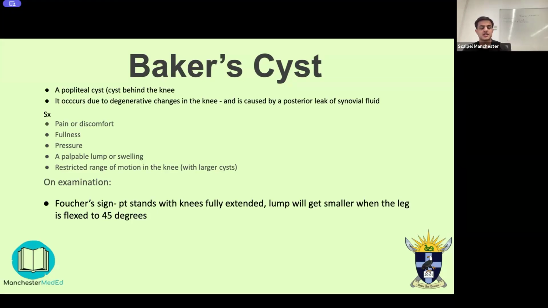And on examination, there's something called Fuchs sign. So you get the patient to stand fully extended with their knee, and the lump is quite prominent then, but the lump gets smaller when you flex the leg to 45 degrees, and that's a Fuchs sign.